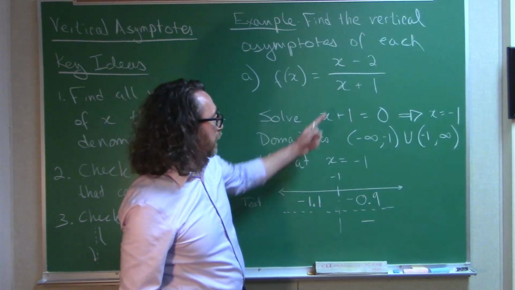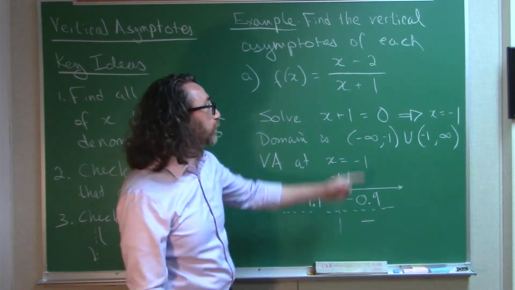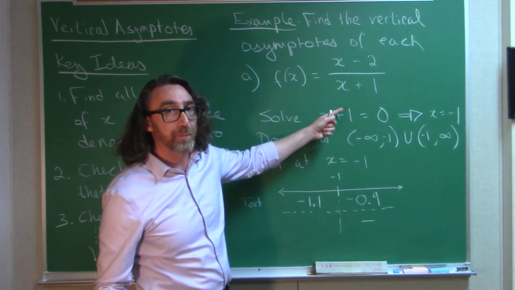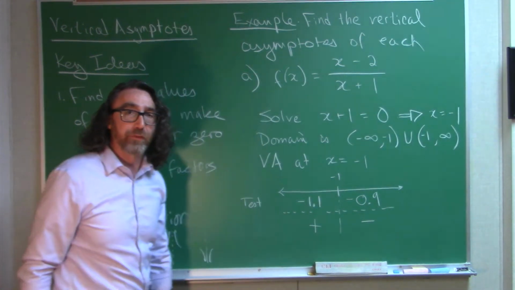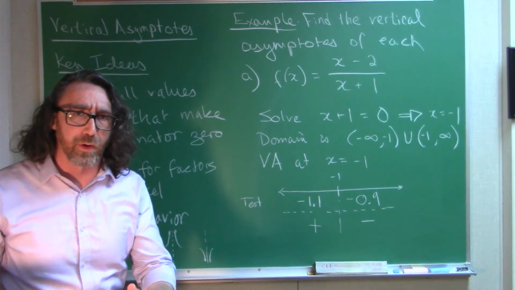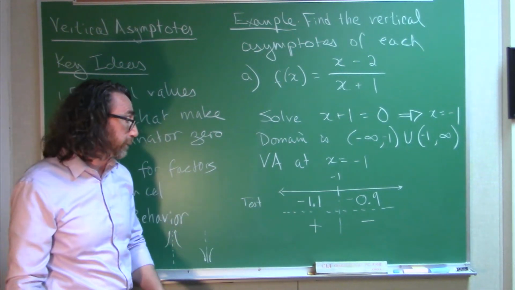But look at the denominator. -1.1 plus 1 is still negative. So the top is negative, the bottom is also negative, so the result of the division is a positive. The sign rules for division are the same as the sign rules for multiplication. Okay, I'm sure you already knew that.